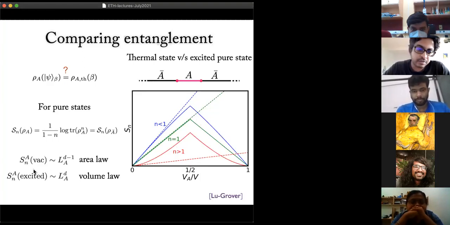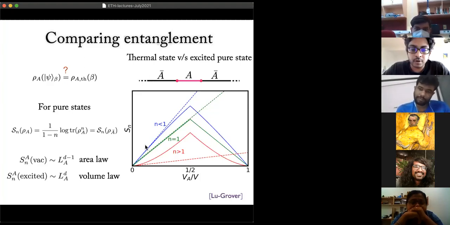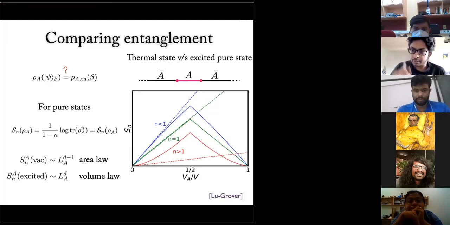As we already discussed, for the ground state of the vacuum, the entanglement entropy is like an area law, and for the excited state, the entanglement entropy goes as a volume law. For the Renyi entropies, you can see some agreement for extremely small subsystem sizes, but for greater subsystem sizes, it stops agreeing. This is the thermal line, and this is the excited state line, and they are different. So the Renyi entropies are a very fine-grained probe, and they don't match between the thermal state and the excited state.